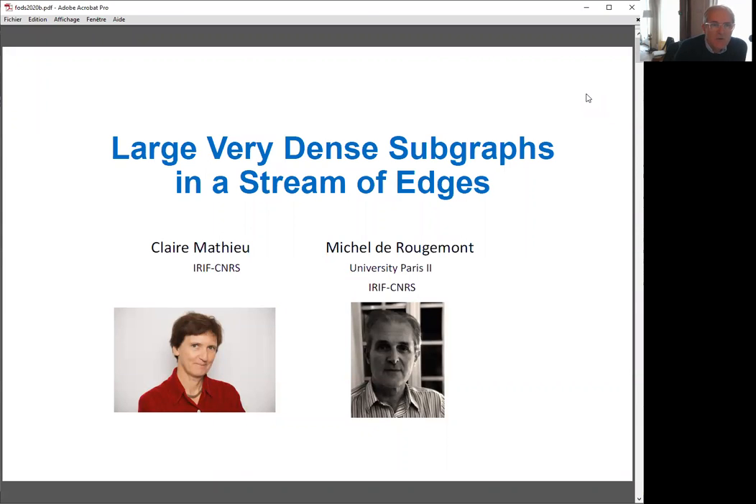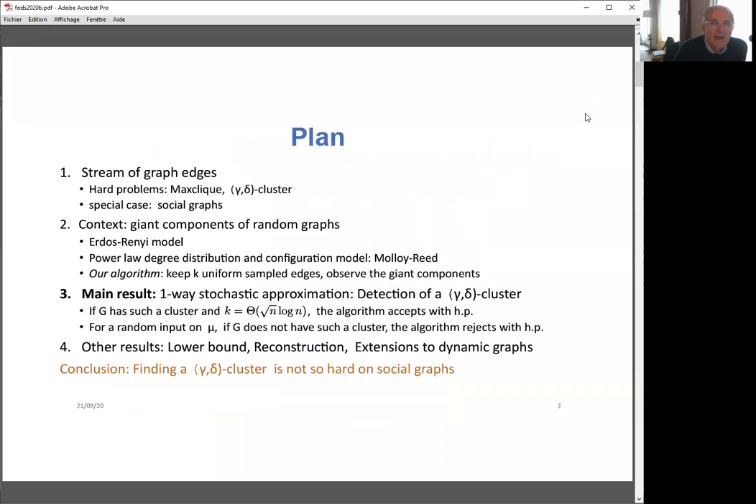This is joint work with Claire Mathieu in Paris, and we'll be talking about a stream of graph edges and a graph problem, in particular variations of max clique. So we're looking at large clusters in a graph, and specifically on social graphs, which is a class of specific graphs which have a degree distribution of a certain kind.